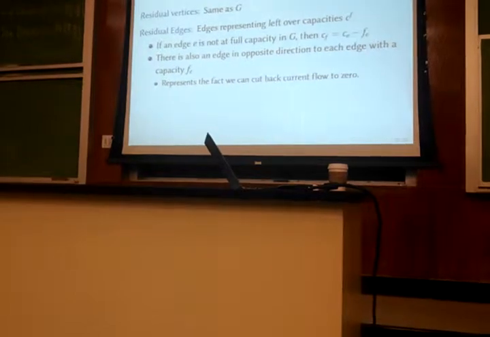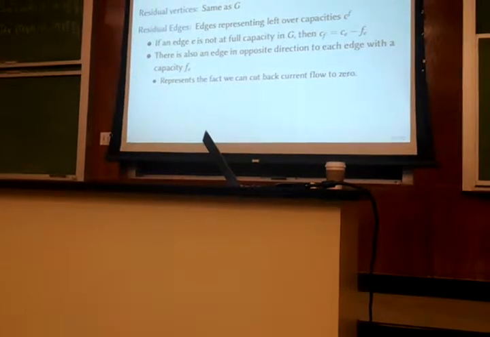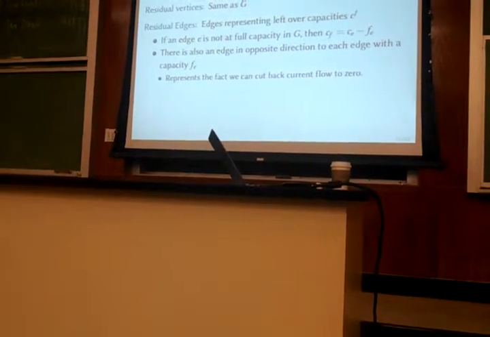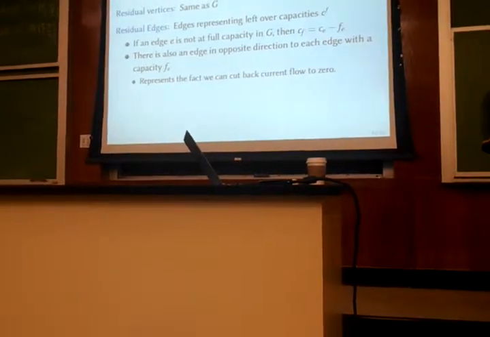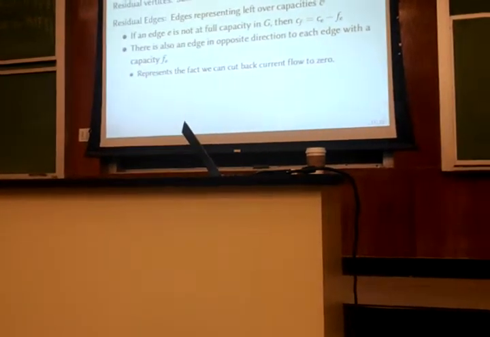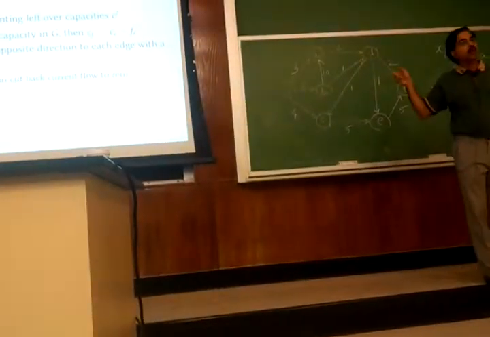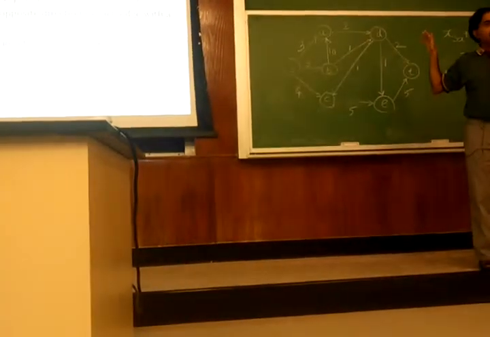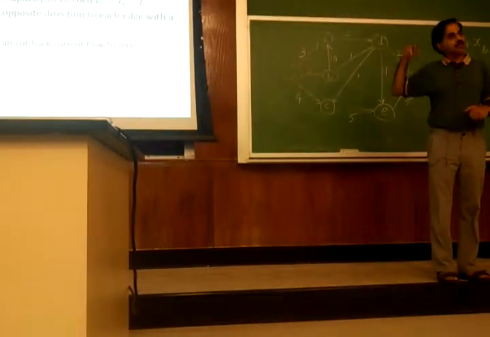The residual vertices are basically the same as the original vertices, so there is no change to that. The only thing that's going to change is the edges. Let's say you have an edge here which has a capacity of 3, and your current assignment is to send 2 units through this. In the residual graph you will have one edge going forward which says you can add 1 more unit to the forward flow, or you will have a backward edge that says you can take out 2 units of flow that's already taking place.